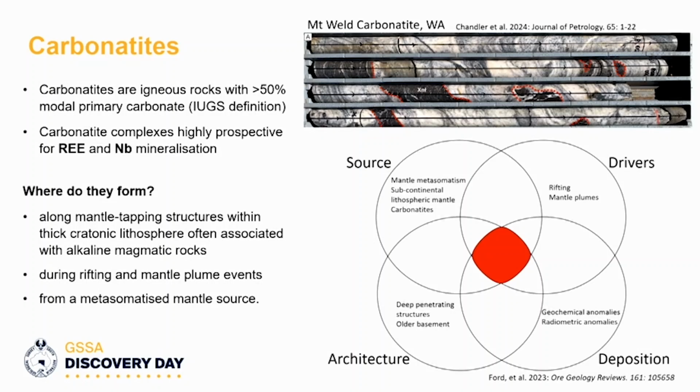A lot of work has also been done on where these carbonatites like to form. Generally speaking, carbonatites form along mantle-tapping structures within thick cratonic lithosphere, often associated with alkaline magmatic rocks. They also form during rifting and mantle plume events, and generally from a metasomatized mantle source.